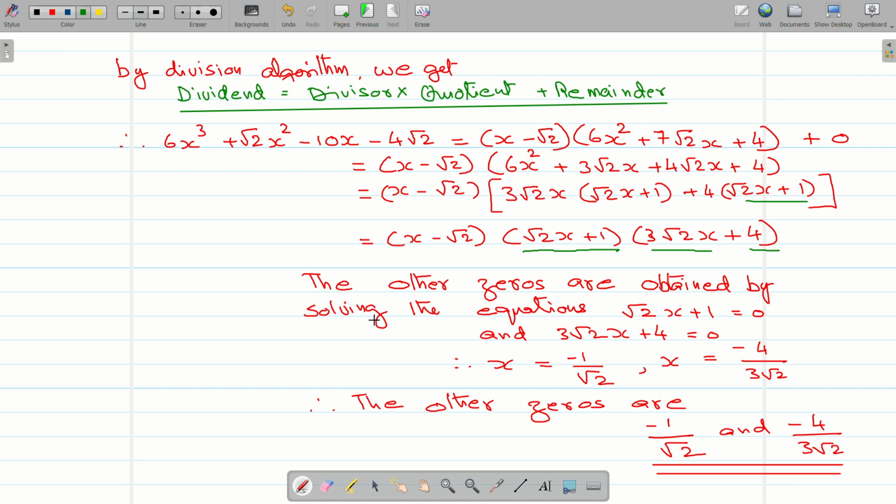The other two zeros are obtained by solving the equations. Root 2x plus 1 is equal to 0 and 3 root 2x plus 4 is equal to 0. Solving the first equation you get x is equal to minus 1 by root 2, and solving the second equation you get x is equal to minus 4 by 3 root 2. Therefore the other zeros are minus 1 by root 2 and minus 4 upon 3 root 2.